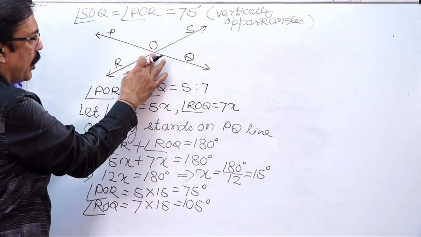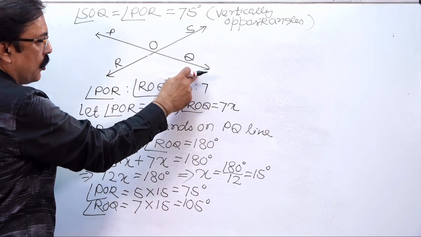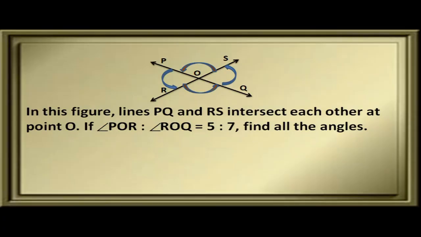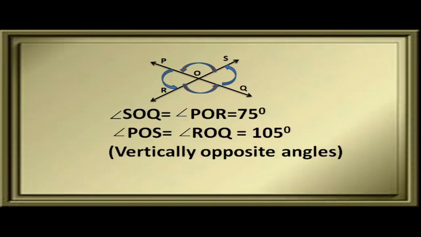Similarly, POS and ROQ are also vertically opposite angles. So we can write angle POS is equal to angle ROQ is equal to 105 degrees. The reason is the same, that is vertically opposite angles. In this way, by using the theorem that vertically opposite angles are equal, we can solve this example.